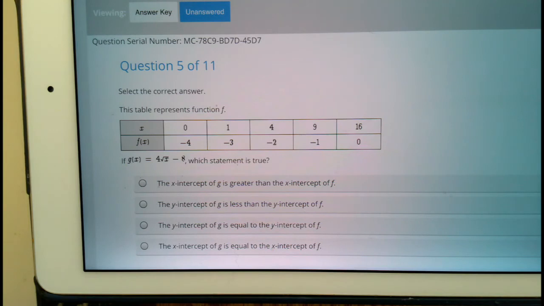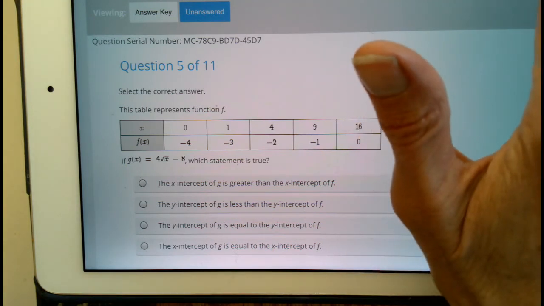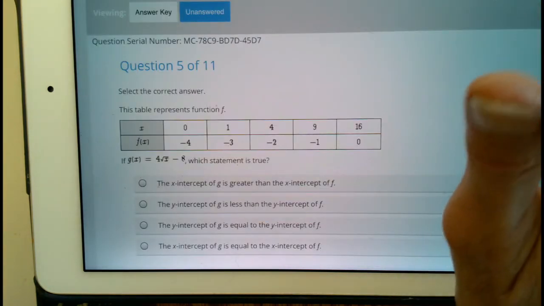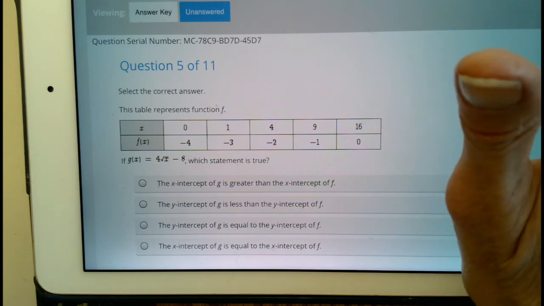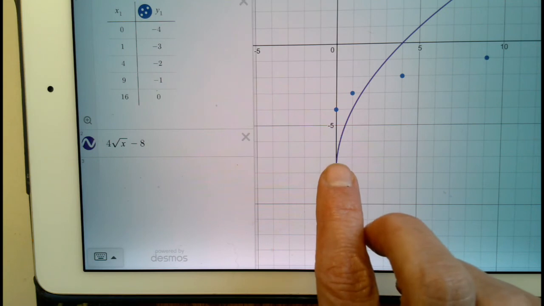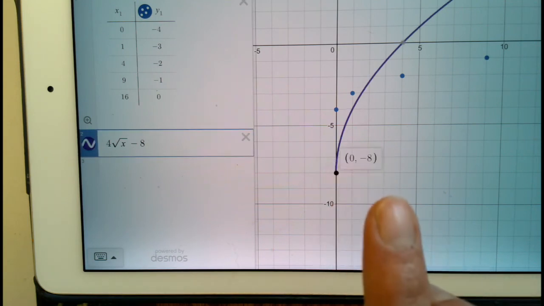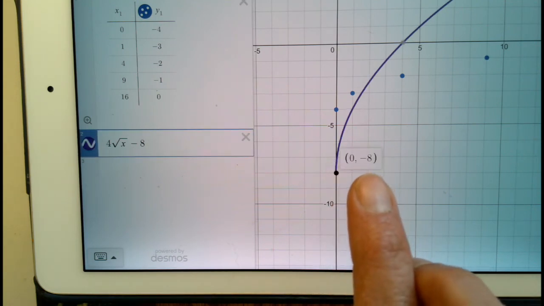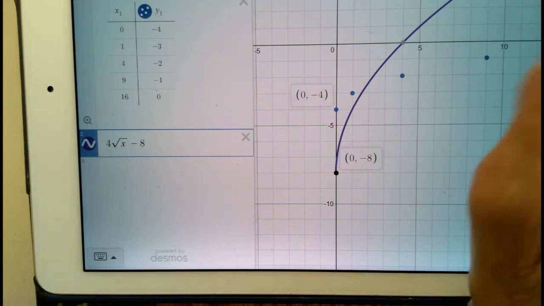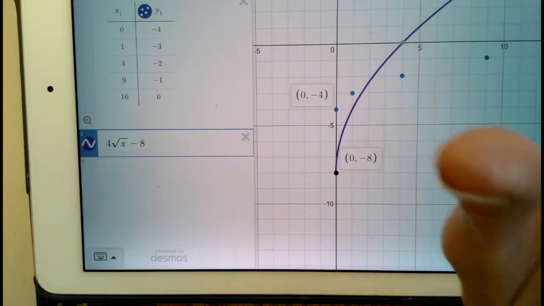The y-intercept of g is less than the y-intercept of f. Again, if we look at the y-intercept of g, and g is the equation, the y-intercept of g, which is here at 0, -8, there's our y-intercept, and our y-intercept of f is 0, -4. So the y-intercept of g is less than the y-intercept of f.